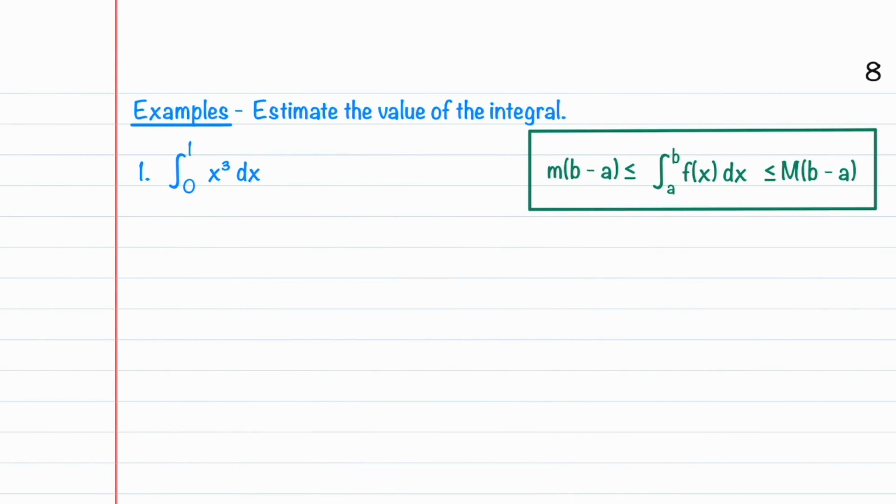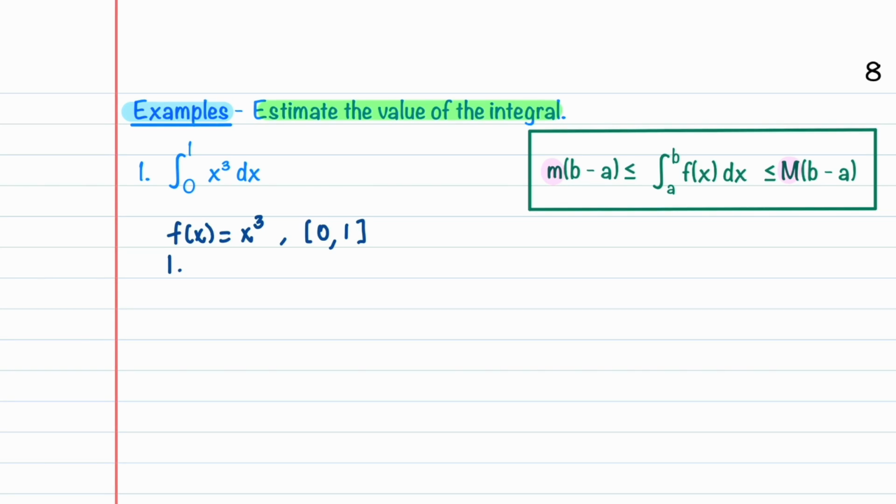We are going to walk through 2 examples where we are going to estimate the value of the integral that we're given using the comparison property. I've written the comparison property over here in this green box. Little m is the absolute minimum value of f of x on the interval, and then capital M is the maximum value of f of x on our interval. Let's begin by writing down that f of x is equal to x cubed, and our interval that we're integrating over is from 0 to 1.